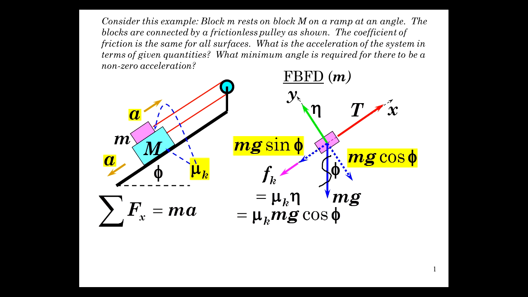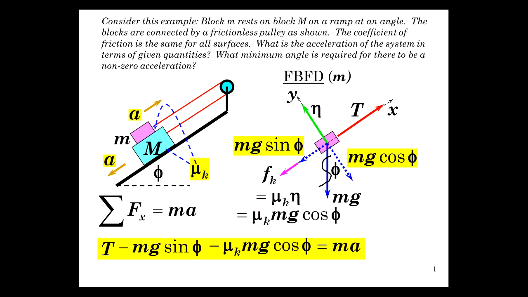So we can now write the sum of F in the x direction, ma, and that's the sum of the forces: the force that wins, which is the tension acting on the block, minus the forces detracting from that, mg sine of phi, minus the friction force, mu k mg cosine of phi, which is ma. And there is an expression for the sum of the forces acting on the small block.